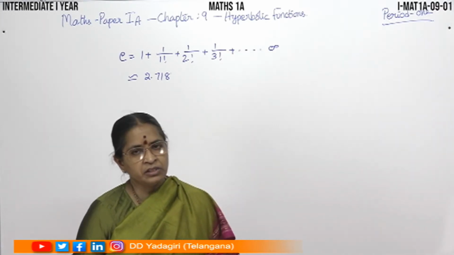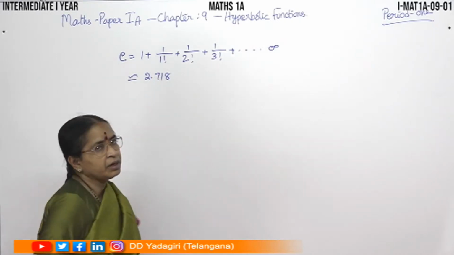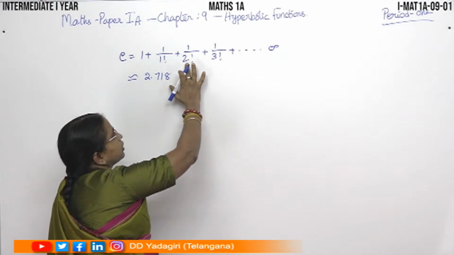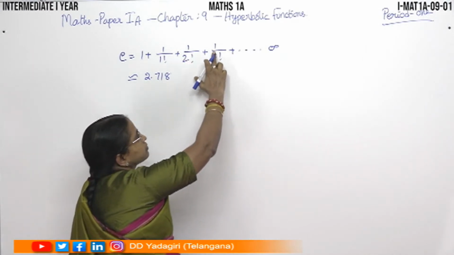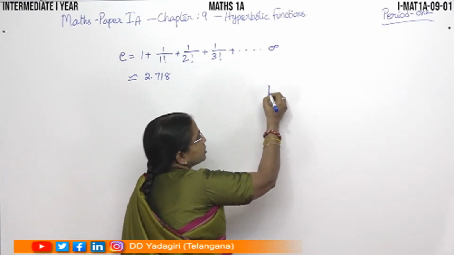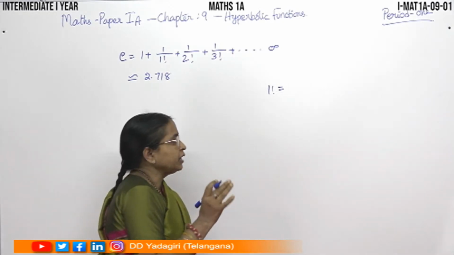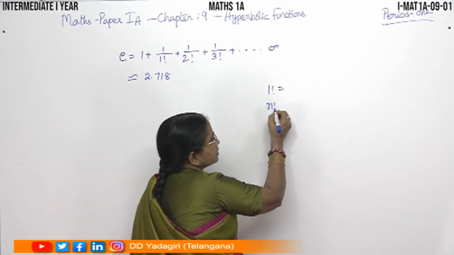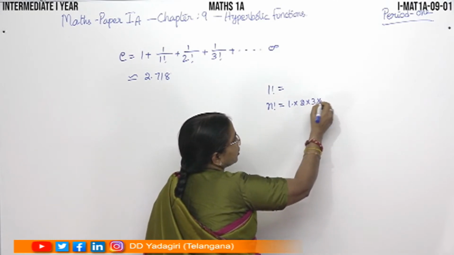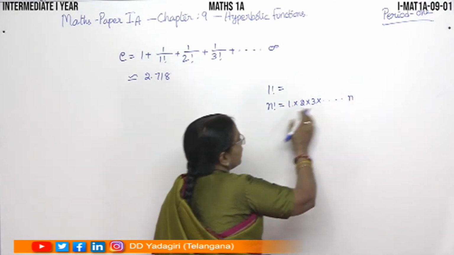Before learning about these functions, first we'll learn this letter e, which is an irrational number. e is equal to 1 plus 1 by 1 factorial plus 1 by 2 factorial plus 1 by 3 factorial. We call this factorial. So actually what is factorial? n factorial is the product of the first n natural numbers, 1 into 2 into 3 and so on till n.